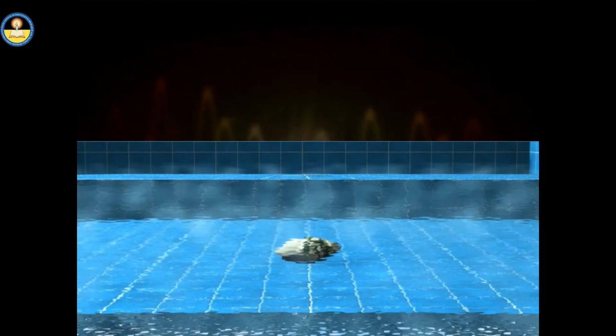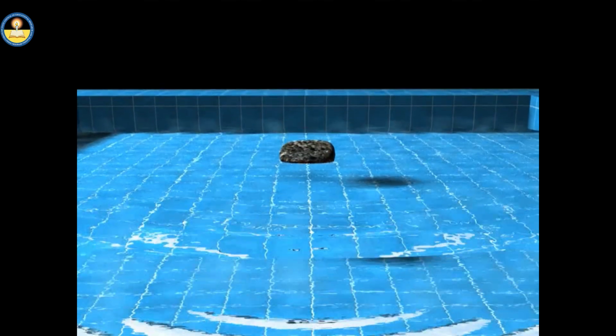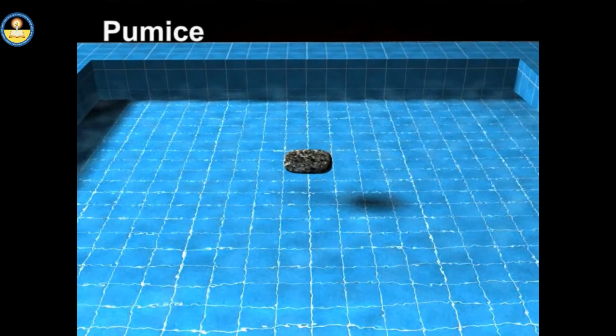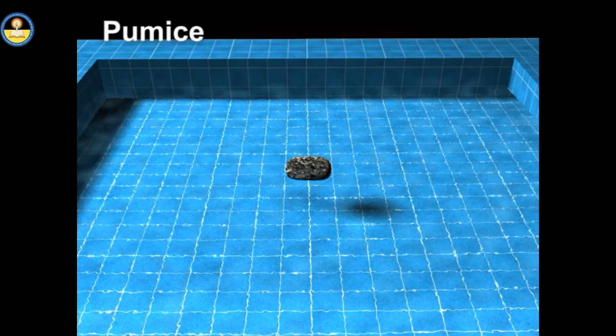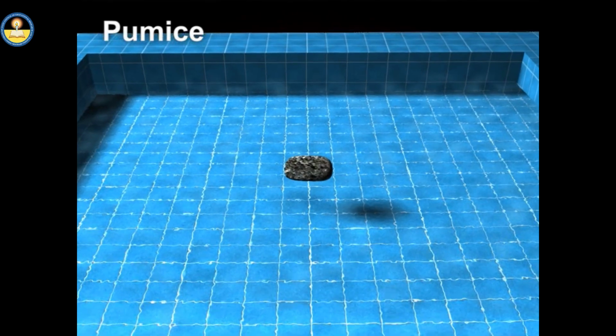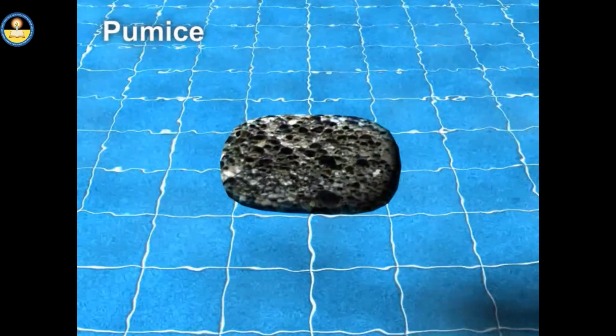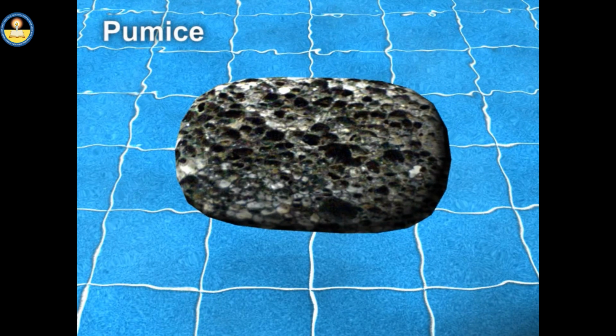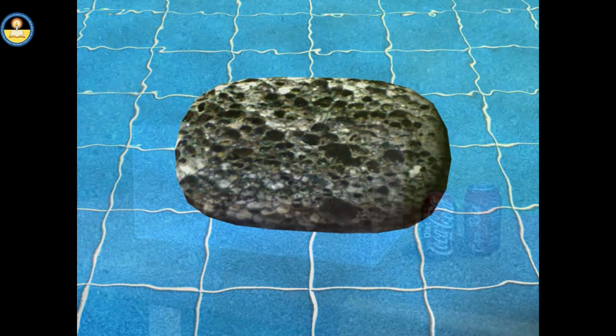Rock has more weight than the water, thereby sinks in the water. A type of stone known as pumice floats in water. Do you know why? Pumice has a large number of holes, because of which upthrust on it becomes more than its weight.